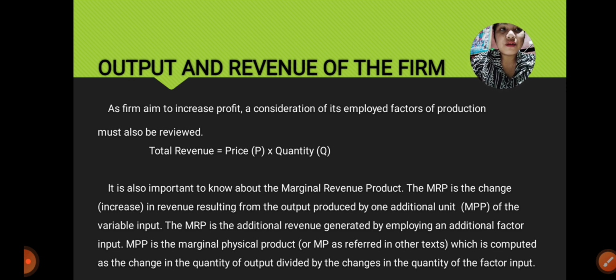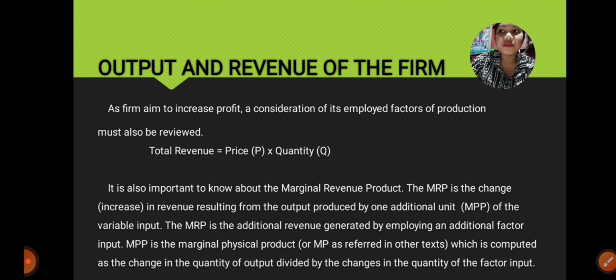Output and revenue of the firm. As a firm aims to increase profit, a consideration of its employed factors of production must also be reviewed. In this situation, a firm needs to weigh the cost against the benefit of acquiring each unit, in order for them to know when to increase inputs for as long as it is profitable to do so.